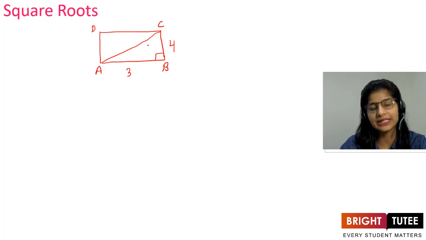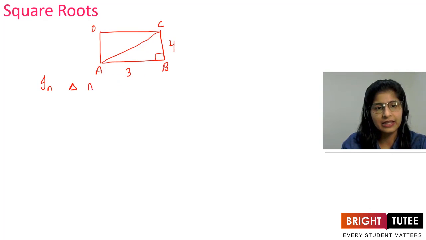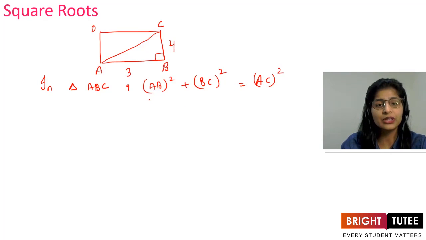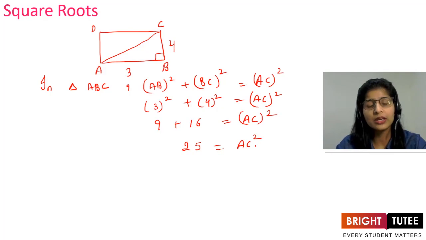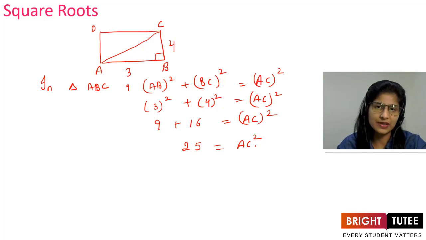To find the side AC, we need to apply the Pythagoras theorem, because this is a right angle triangle. So in triangle ABC, we can write AB square plus BC square is equal to AC square. We know the measurement of AB and BC. Putting the values, 3 square is 9, 4 square is 16, equals AC square. So we get 25 equal to AC square. Now to find AC, we need a number whose square is 25. The number whose square is 25 is 5.